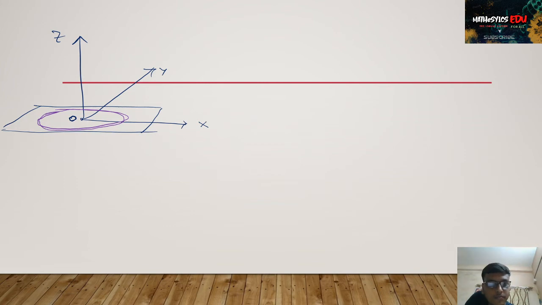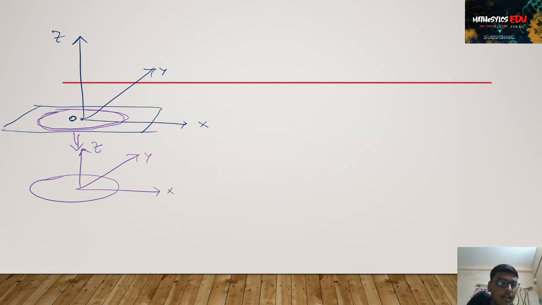Now, instead of this entire thing, let me reduce it to something like this. So this is the ellipse, this is the x direction, this is the y direction, and this is the z direction. Okay.